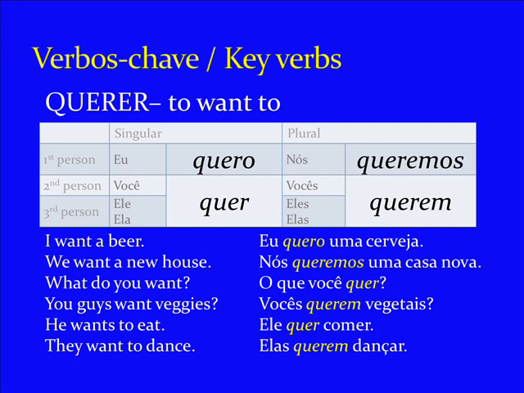He wants to eat. So like we saw with the verb ter and the verb ir, we can combine these much as we do in English with second verbs, right? To want to do something. In this case, he wants to eat. Conjugate the first form. Ele quer, then leave the second verb in the infinitive. Ele quer comer. They want to dance. Elas querem dançar.